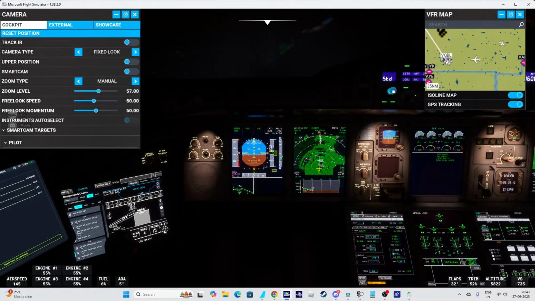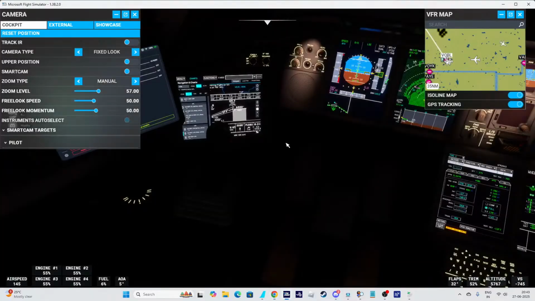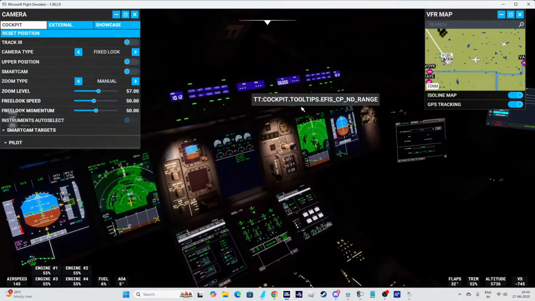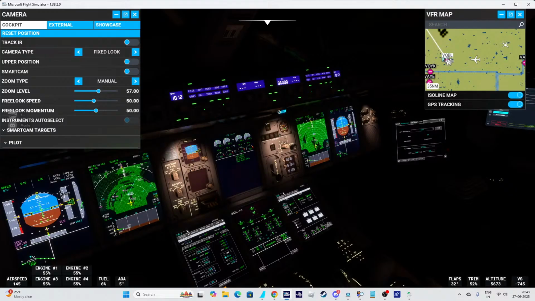Air India 2823, taxi right hotel, contact ground 121.650. Bye bye. Taxi right on hotel, contacting ground 121.65. Good day.